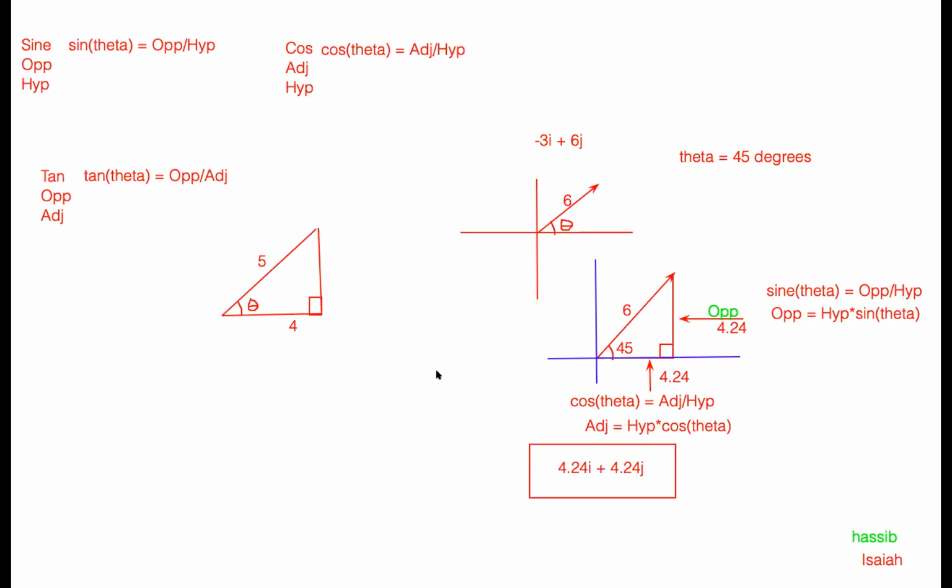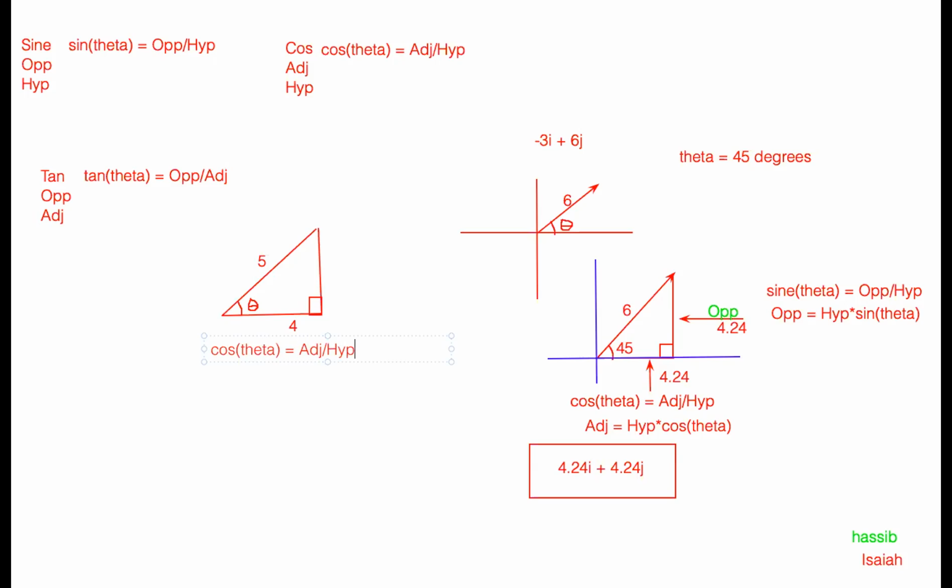So which one would we use if we have the hypotenuse and the adjacent? We have hypotenuse and we have adjacent. We should use the cosine identity. Exactly. We know those two, so let's use the cosine identity. Cosine theta is equal to adjacent over hypotenuse.